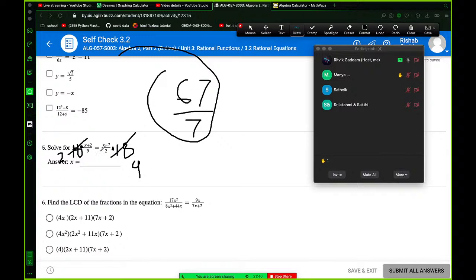So basically I would multiply both sides by 18, and then I would get 2 on this side because 18 divided by 9 is 2, and then 18 divided by 2 is 9. So you get 9 times x minus 7, that's 9x minus 63, is equal to x plus 2 times 2. So that's 2x plus 4.